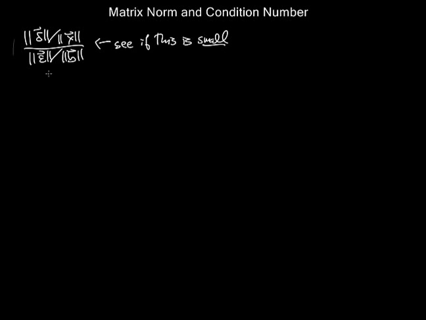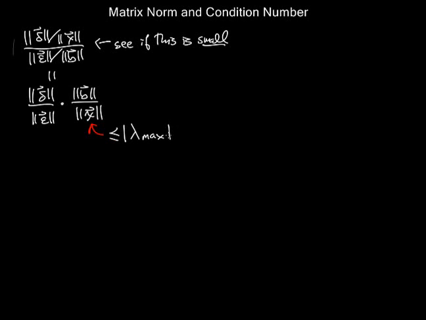We were looking at making sure this thing was small, and I'm just going to rewrite this fraction as a product of two different ratios. The first one involves delta and epsilon, and the second one involves b and x. And here we have this b over x, which I was just talking about, and I have a bound on that. It's less than or equal to the absolute value of lambda max.